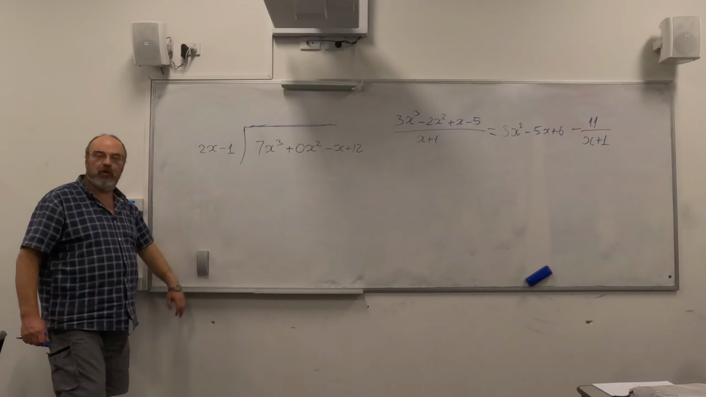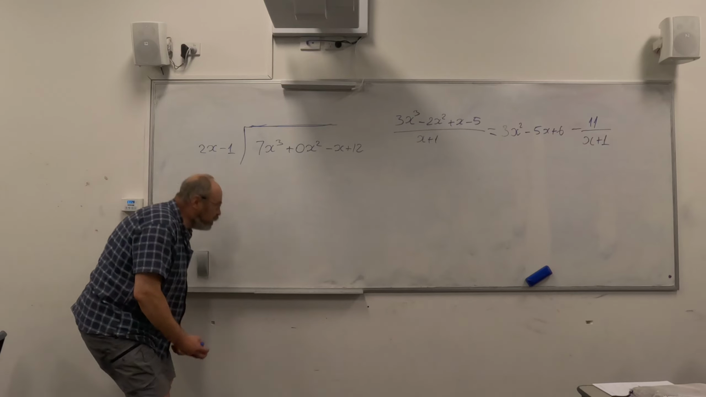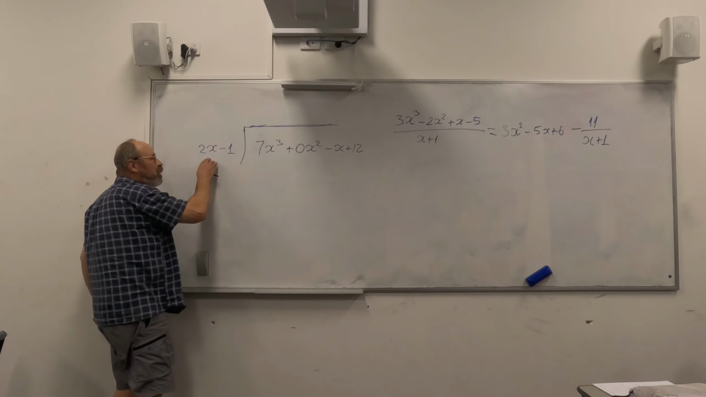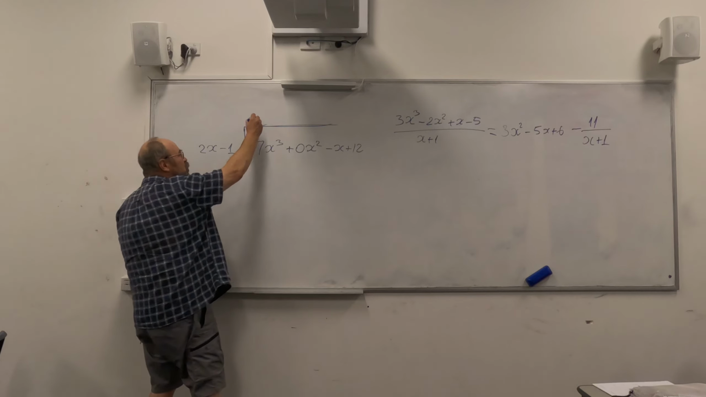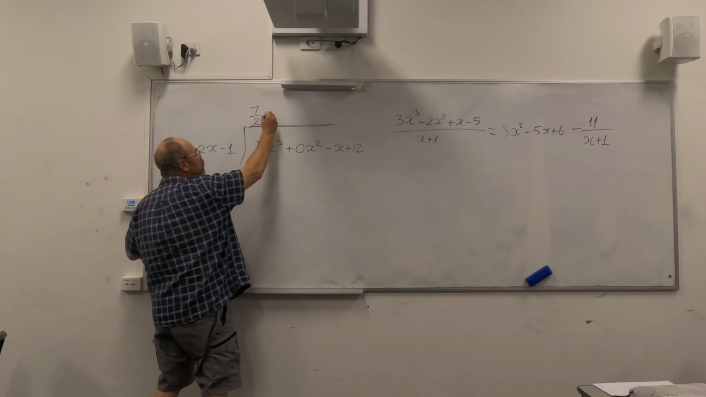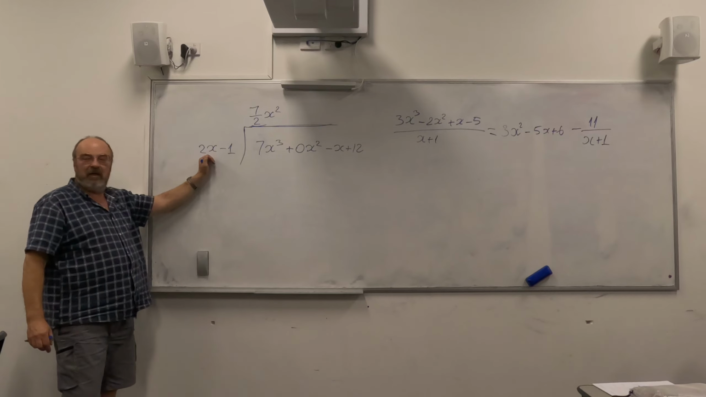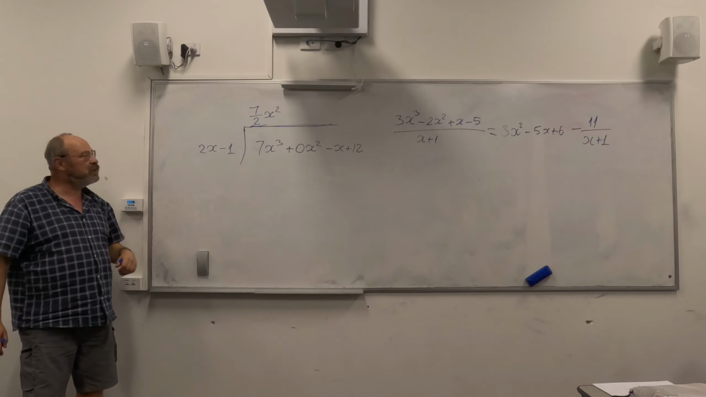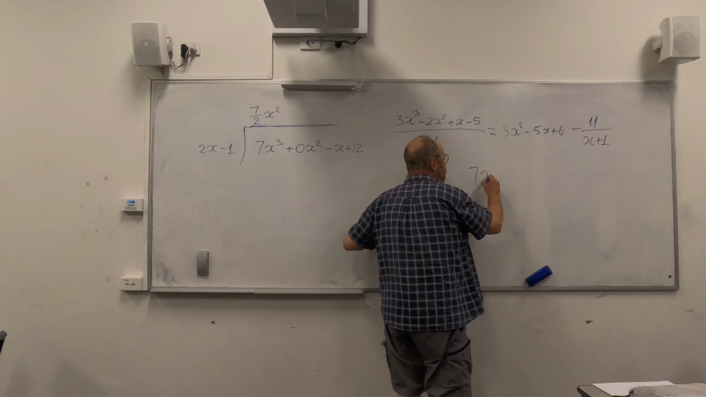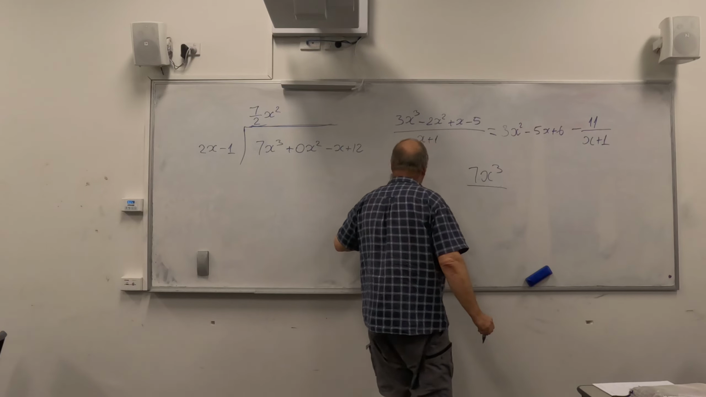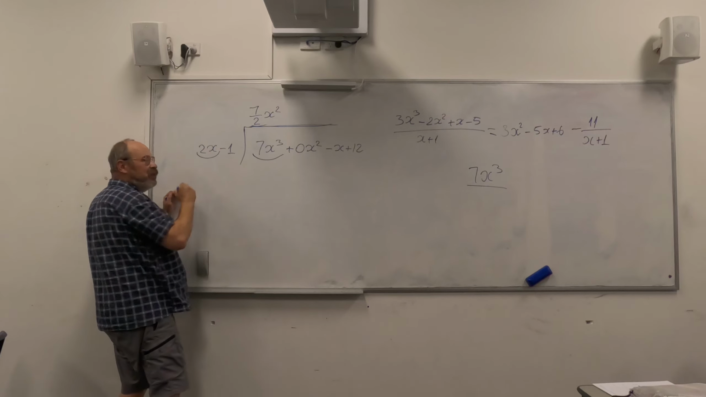So let's do the process again. We divide the leading term by the leading term: 7x cubed divided by 2x. What is 7x cubed divided by 2x? It is 7 on 2 x squared, that is 3.5x squared. Where does the minus 1 go? You don't use it. We only divide the leading term by the leading term.